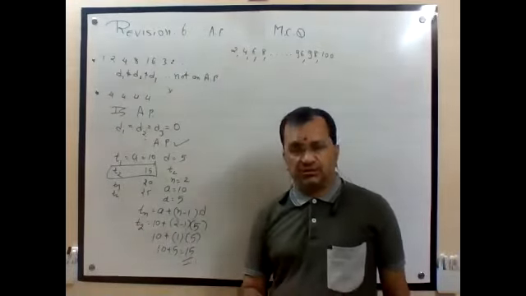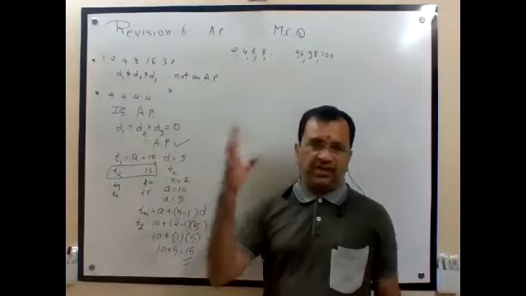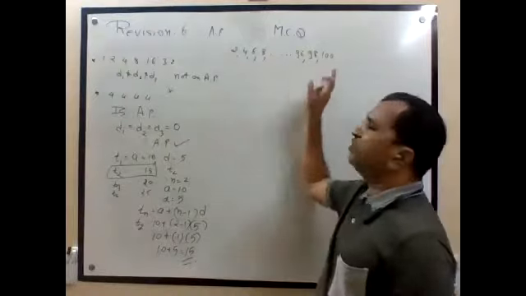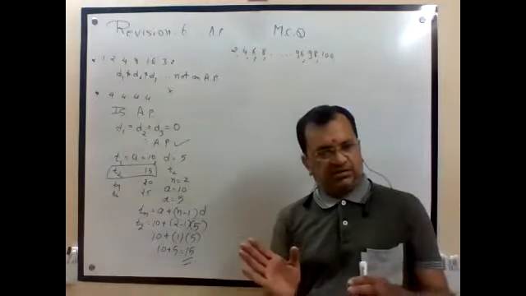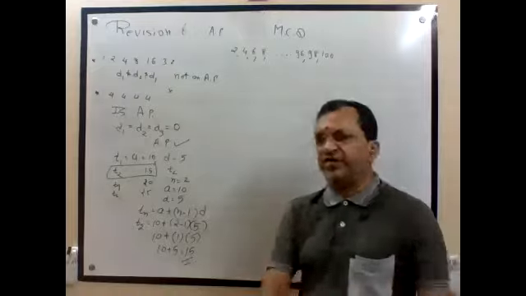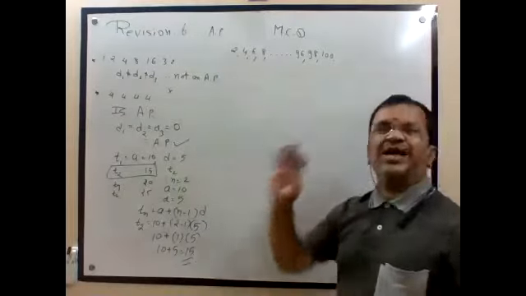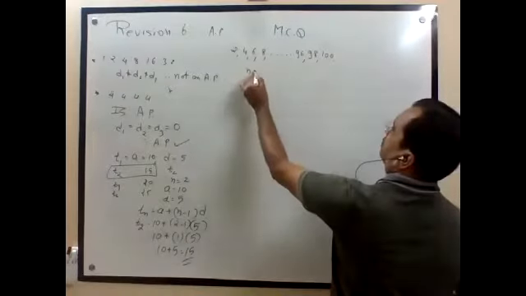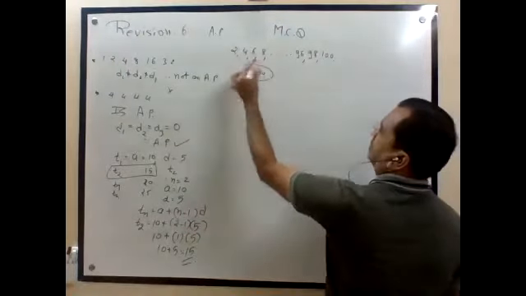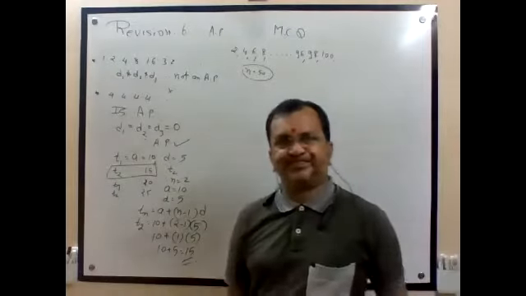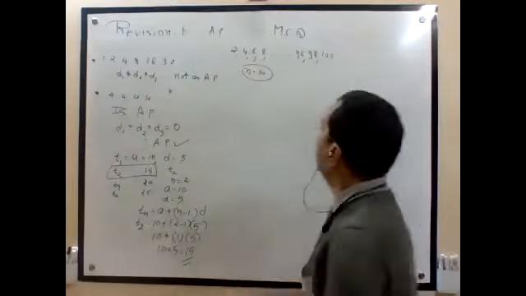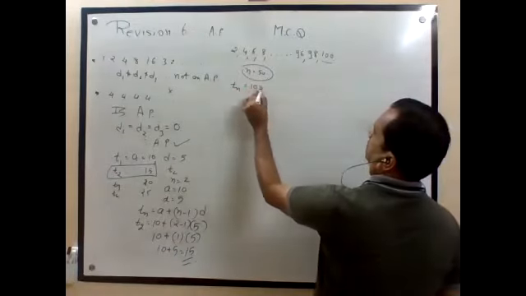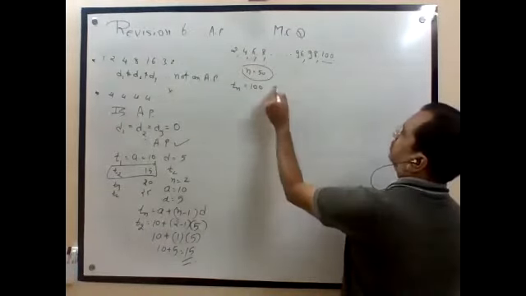First of all, how to find it without applying the AP formula. From 1 to 100, 50% odd, 50% even. We are taking only even. So N should be 50. Directly in MCQ you have to select. So that is the first. Second, last term is what? First term is what?